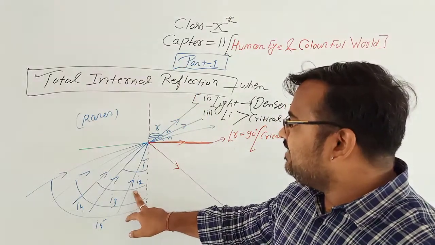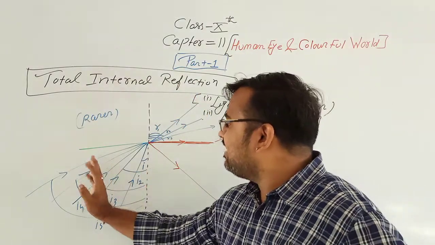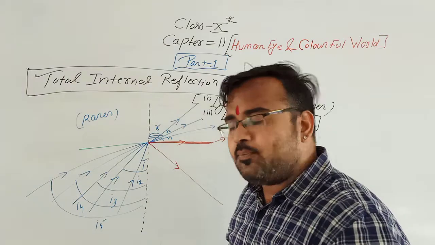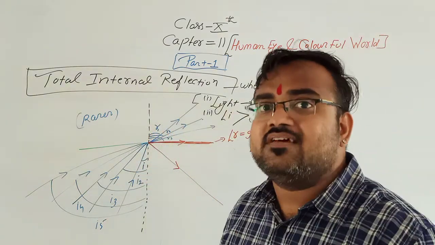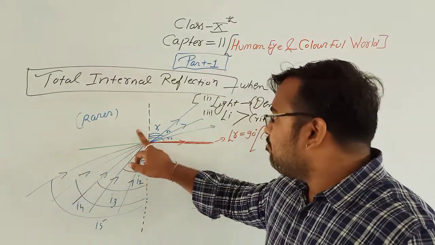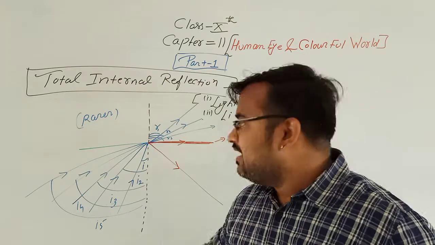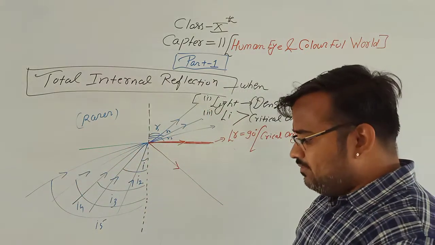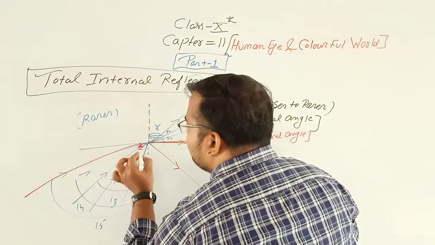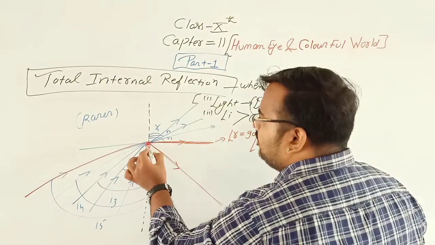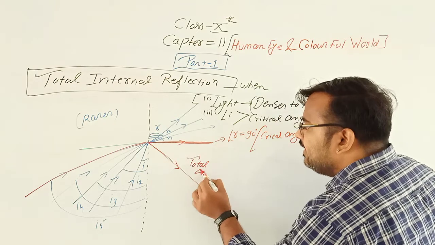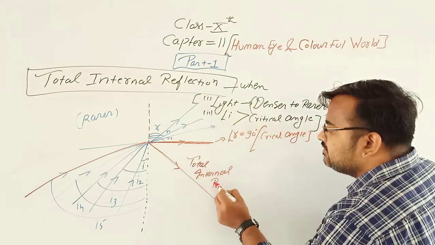See, I1, I2 and I3: if I increase the angle of incidence, the angle of refraction also increases. At one particular point, the angle of refraction is 90, which is known as the critical angle. If I increase the angle of incidence again, then the incident ray bounces back to its original medium. See, this incident ray is bouncing back to its medium. Clear? This phenomenon is known as total internal reflection.